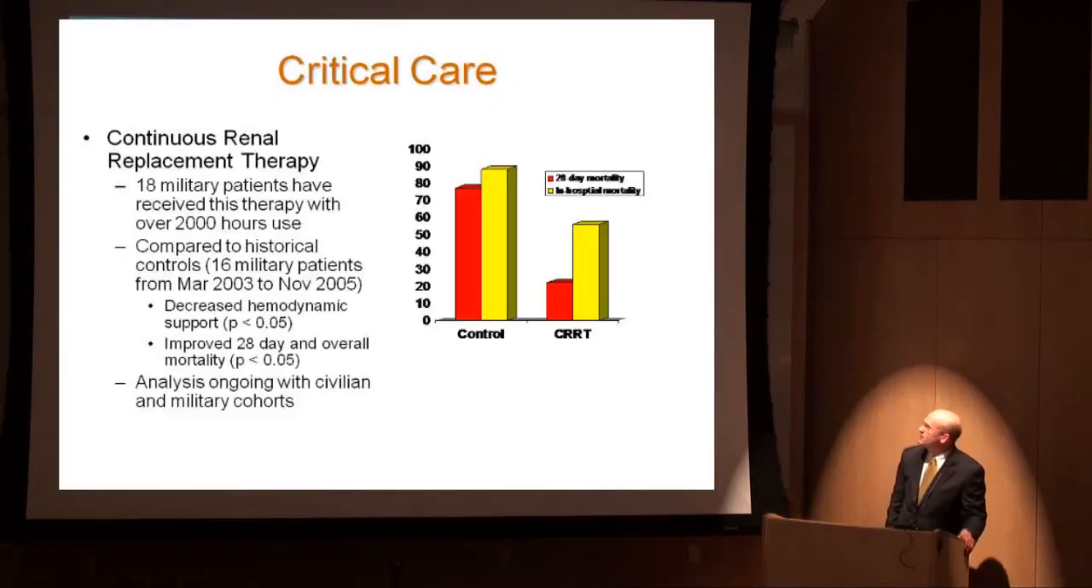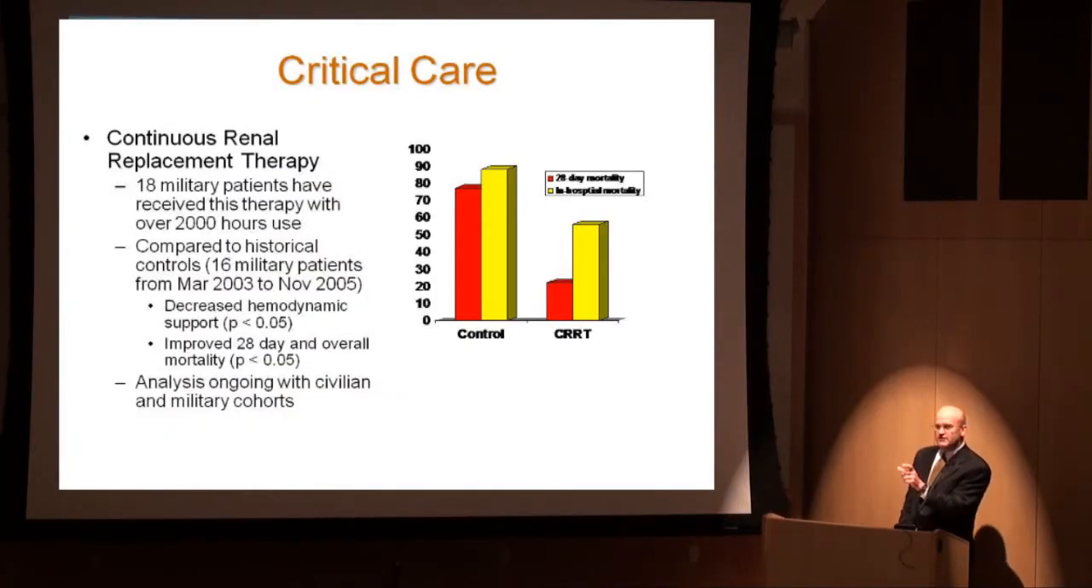And we found that when we did that, and this is 18 military patients, and it was similar in civilian patients, that there was a significant decrease in 28-day mortality. When we had a comparison group between 2003 to 2005 versus 2005 onward. And were there some other changes? Yes, there were. But when you see a mortality difference like this, you've got to say, maybe it's not completely right, but it's at least partially right. And maybe CRRT is a good thing to do.